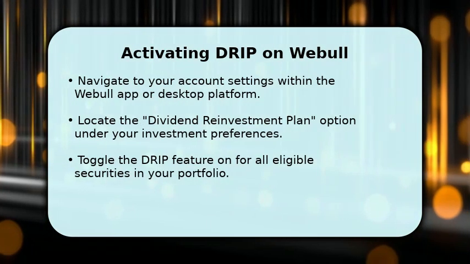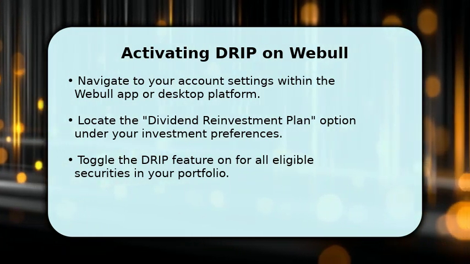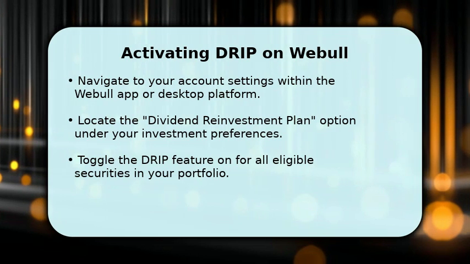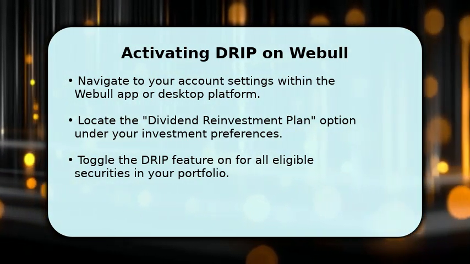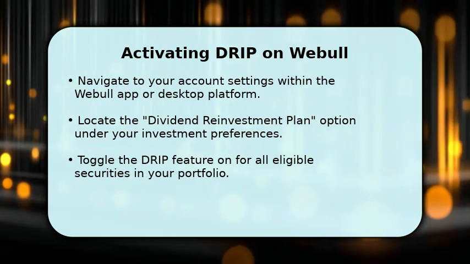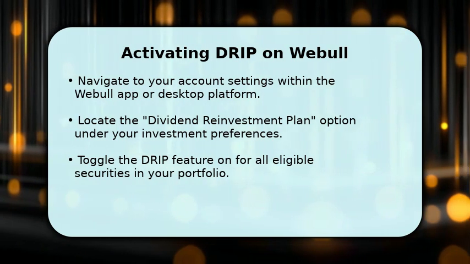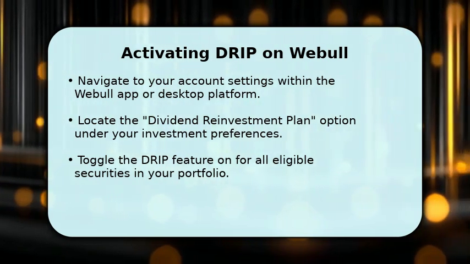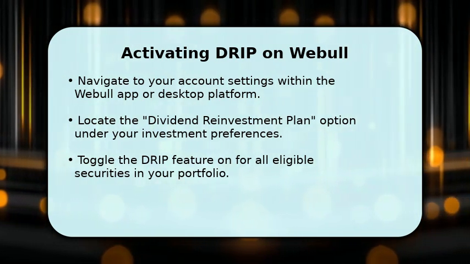To activate DRIP, open your Webull app and head to the Account tab. From there, look for More and then Settings. You'll find the Dividend Reinvestment Plan option listed. Simply tap to enable it. Once turned on, Webull will automatically reinvest dividends from all eligible stocks you hold, ensuring you don't miss out on compounding growth. It's a quick process that sets your investments on autopilot.